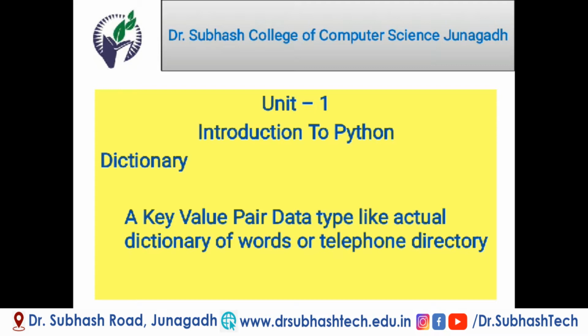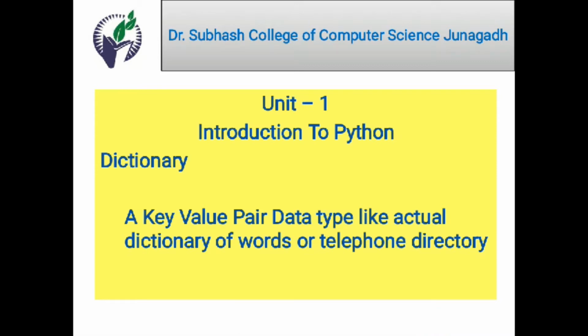In the same way, you are very well aware of the telephone directory, in which you search for a particular name and find the associated telephone number. Here also the paired data type is there. Each name is associated with a particular unique number. So it is also similar to what is called an associative list.